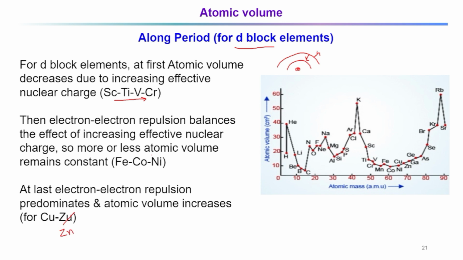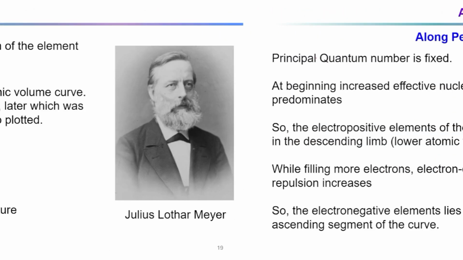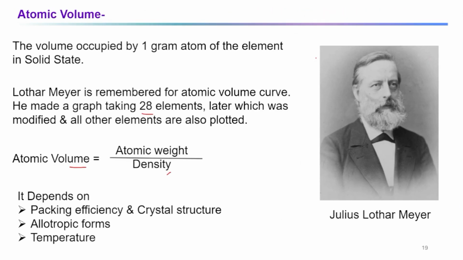So at the end of the d block elements, you put more and more electrons and protons. So at that time this electron-electron repulsion predominates and the atomic volume increases. So this is the crude way to remember these things. But the main definition is that atomic volume is actually atomic weight divided by density. So both the factors actually contribute.